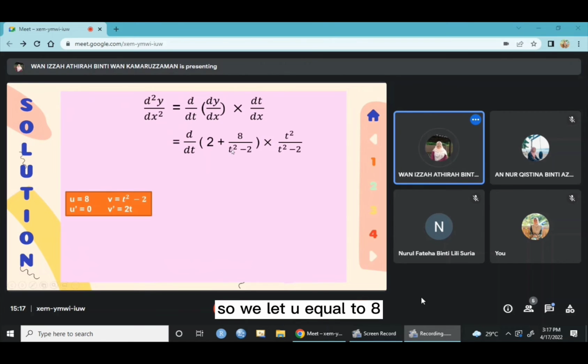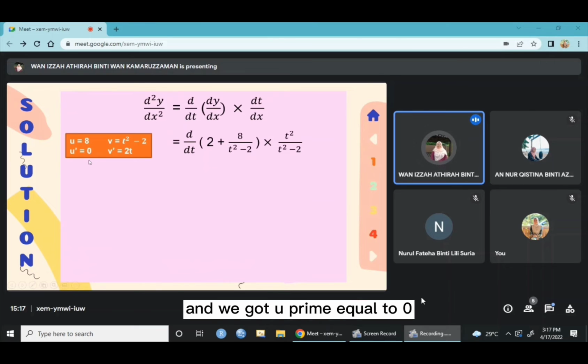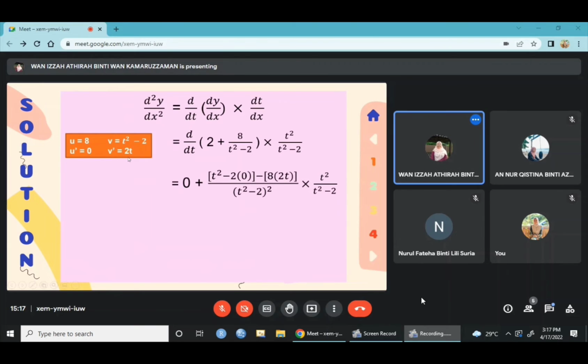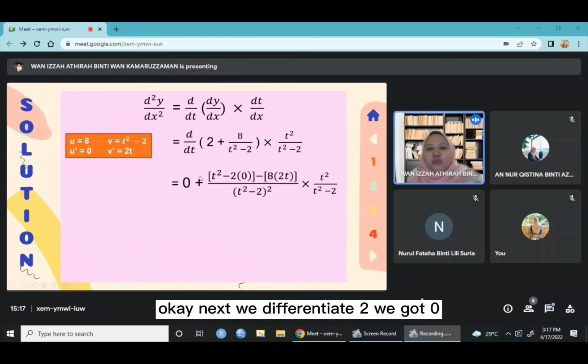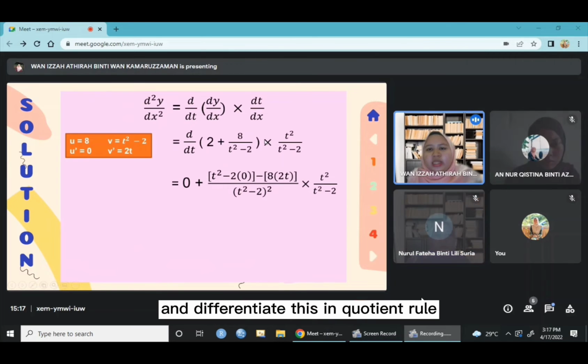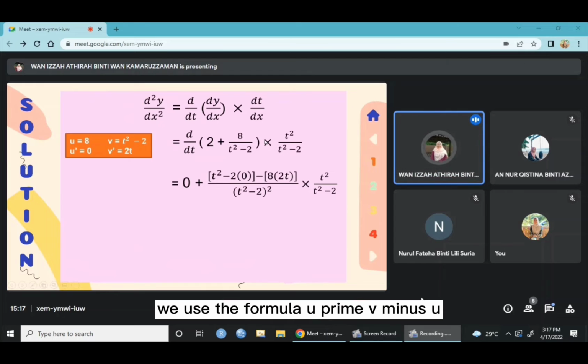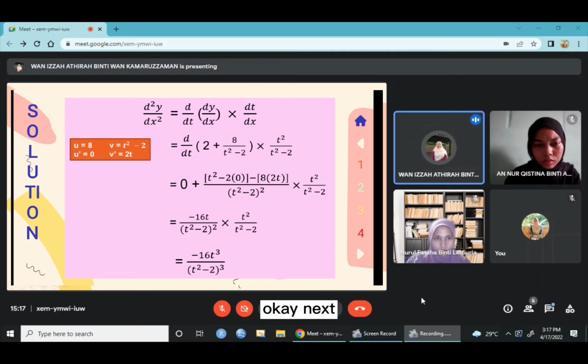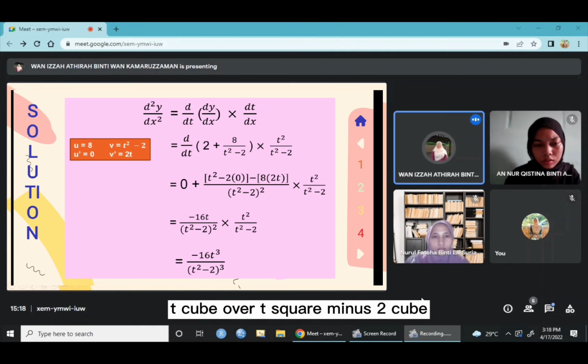So, we let u equal to 8 and we get u prime equal to 0. v equal to t squared minus 2 and we get v prime equal to 2t. Next, we differentiate 2, we get 0, and differentiate the fraction with the quotient rule. We use the formula u prime v minus u v prime over v squared, and times t squared over t squared minus 2. Then we simplify this, and we get the answer negative 16t cubed over t squared minus 2 cubed.